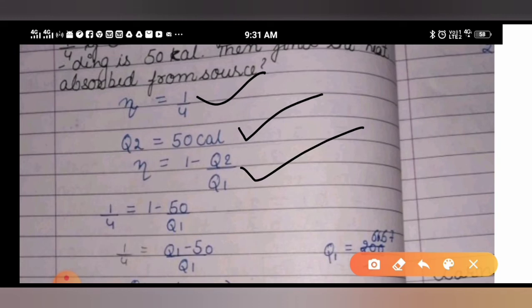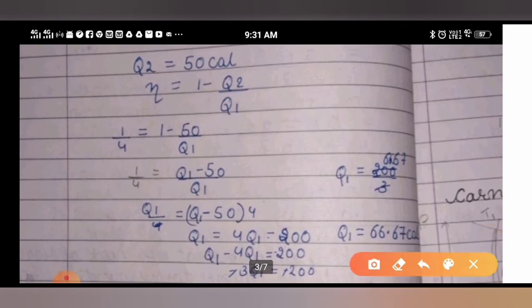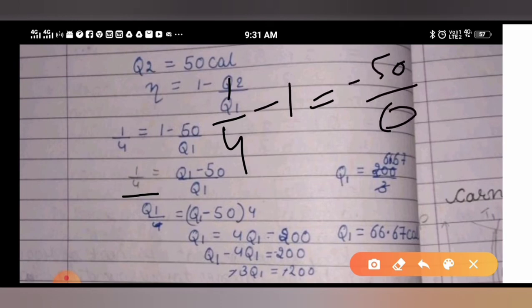So 1 by 4 equal to 1 minus 50 upon Q1. Now it is very simple to calculate. What you will do? 1 by 4 is here and you can bring 1 also on the other side. I will tell you the simple procedure. 1 by 4 is here on this side, 1 will come on the other side, so it will be 1 by 4 minus 1 equals minus 50 upon Q1.